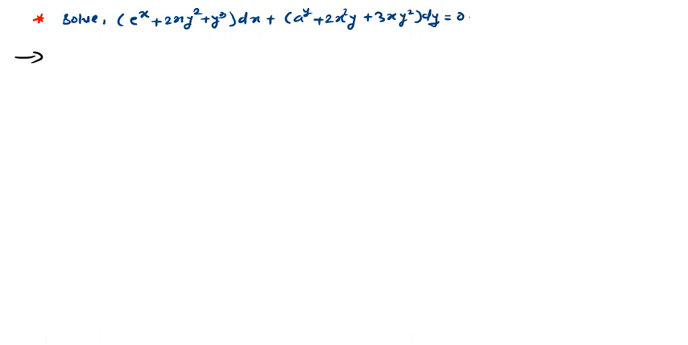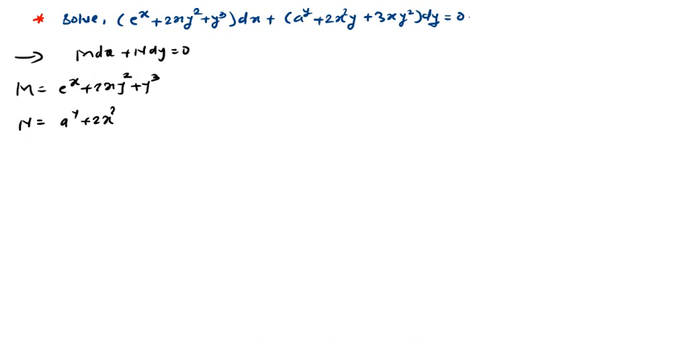So comparing it with M dx plus N dy equal to 0, from this we will get the value for M. The value for M is e to the power x plus 2xy square plus y cube. And the value for N is a to the power y plus 2x square y plus 3xy square. Now check for the condition.